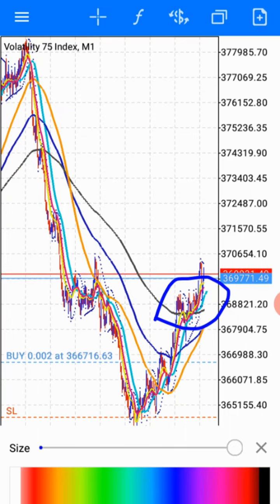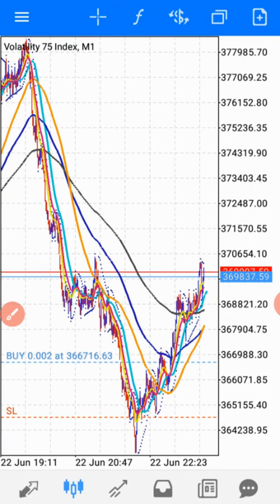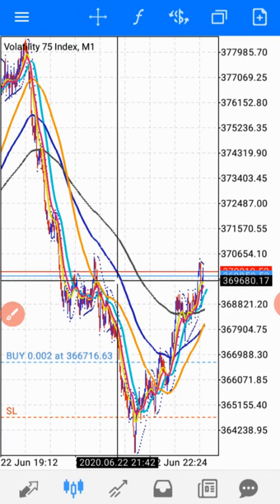So what am I expected to do now that it's retesting? What am I expected to do? See my fractals here.